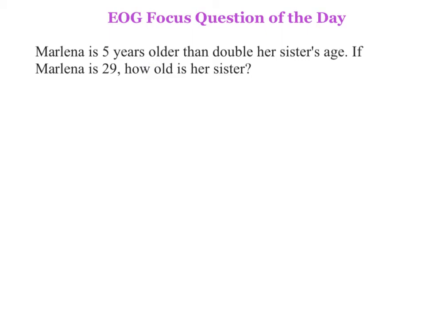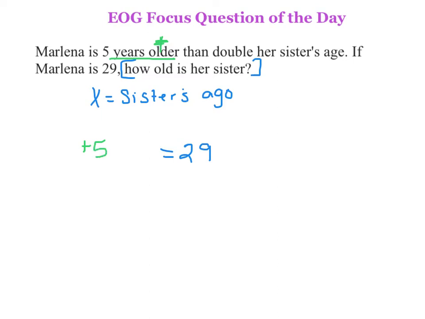So here I'm looking for how old the sister is. So I'm going to let x equal the sister's age. Check and correct as I go over this. What isn't changing here is Marlena's age. Marlena is 29. That's my total or my end amount. In the problem, I see that she's 5 years older. So automatically older means I'm going to add, or it's a positive 5.